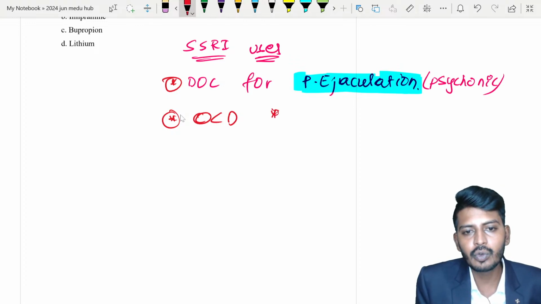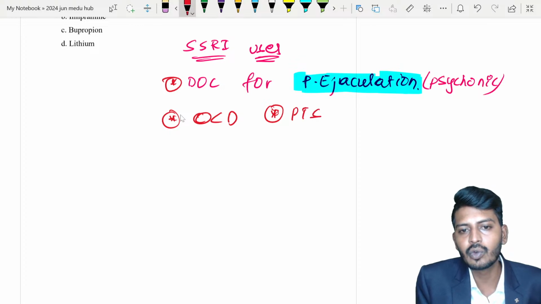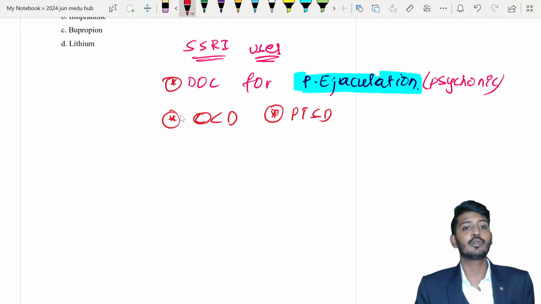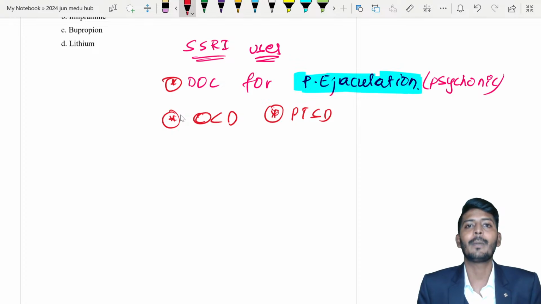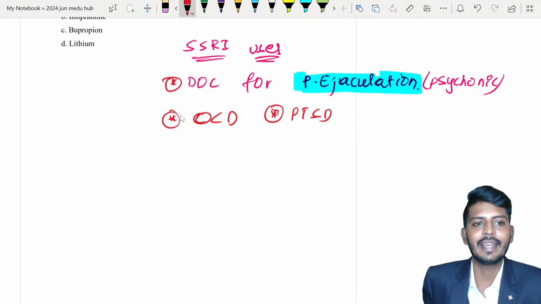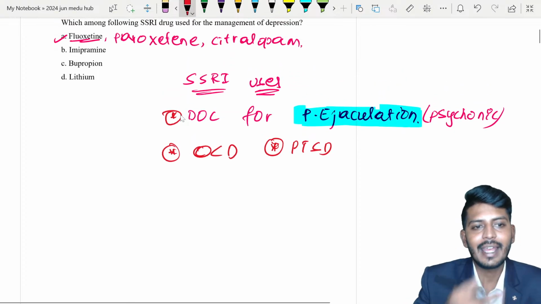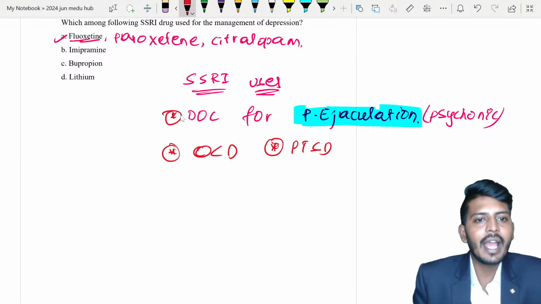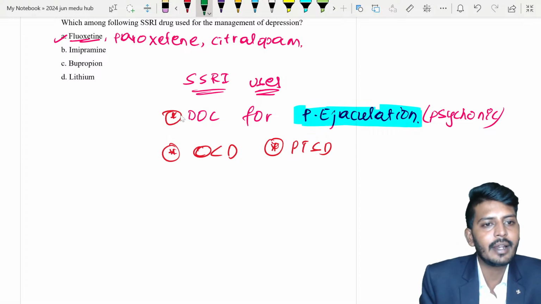They are also useful in PTSD, post traumatic stress disorder. Okay sir? So this is the story of SSRIs. Now let's talk about the other drugs here.